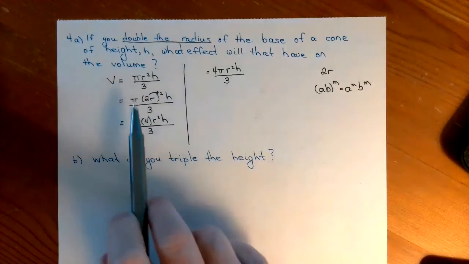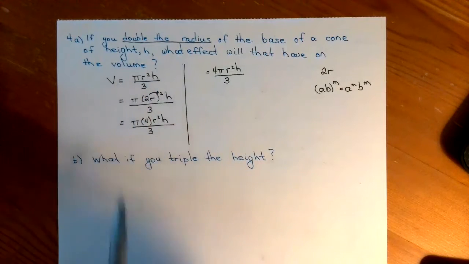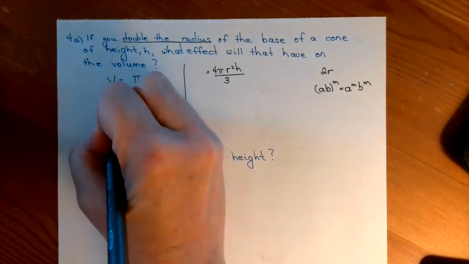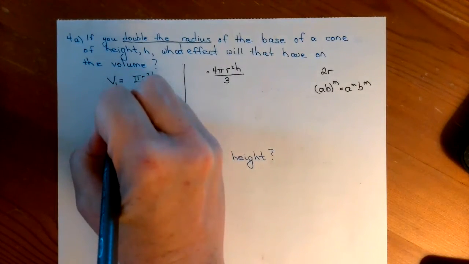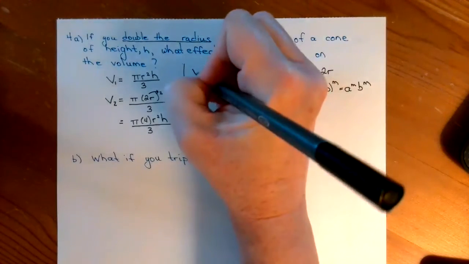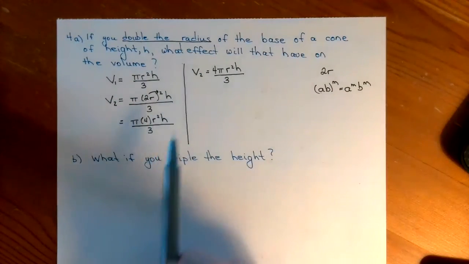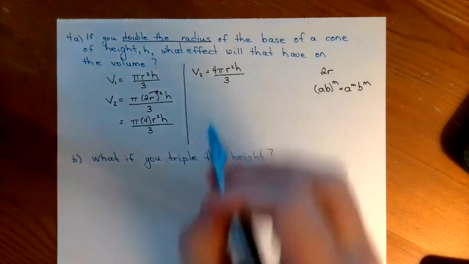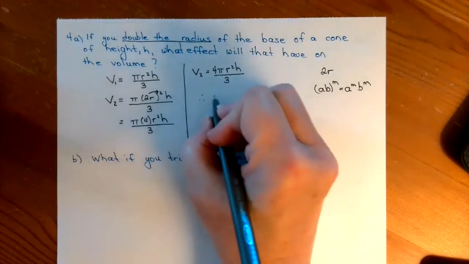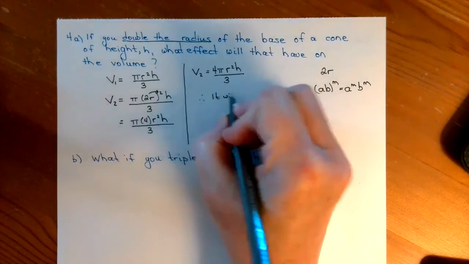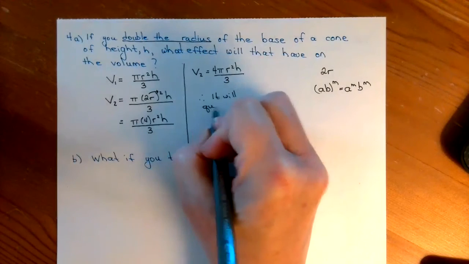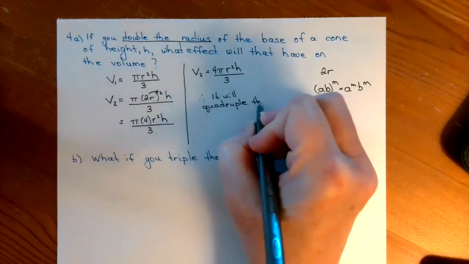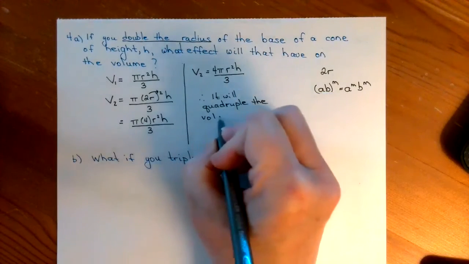Well, if I compare my original volume, this is the volume formula, to my new volume, let's call this volume 1, and we'll call this one volume 2. So if I take a look at volume 2, it is 4 times bigger than volume 1. So therefore, it will quadruple the volume, or the volume will be 4 times bigger.